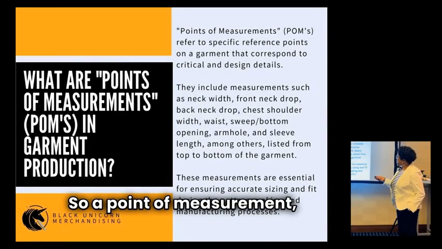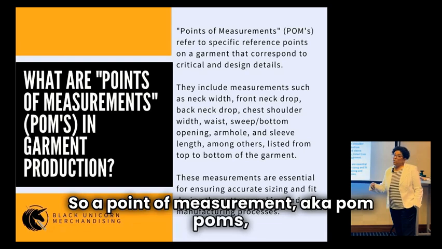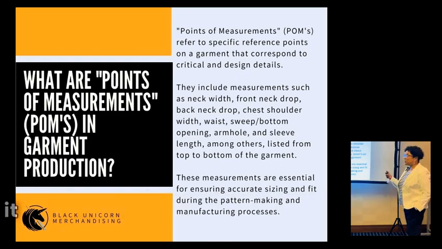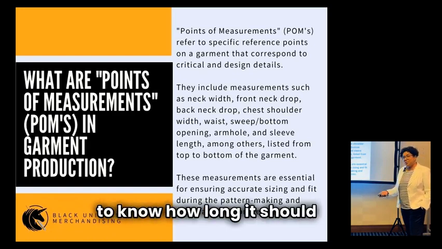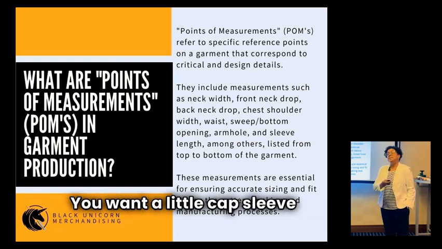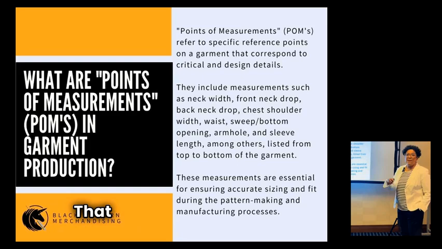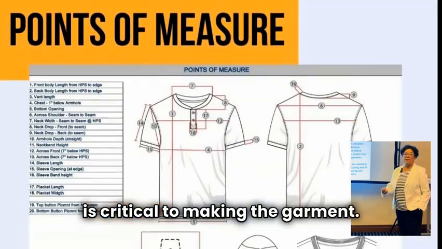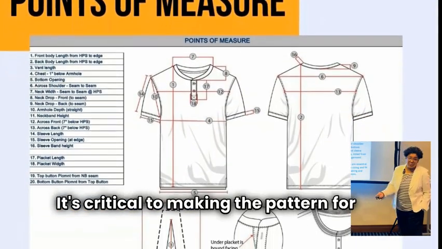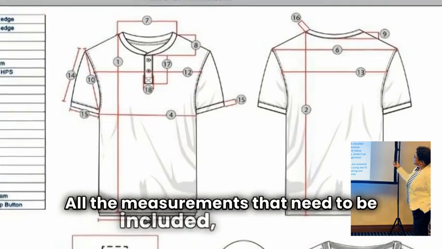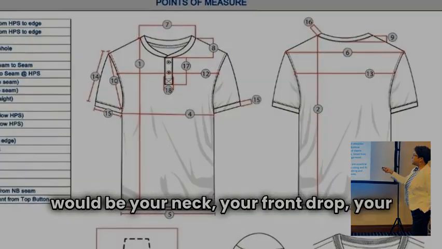So a point of measurement, aka POMs, is referenced to the garment and how it corresponds with different critical areas. When you make your garment, you want to know how long it should be, what's your chest measurement, what's your shoulder measurement, how long of a sleeve you want. Do you want a cap sleeve or a long sleeve? That would be considered a point of measurement, which is a reference point that is critical to making the garment. It's critical to making the pattern for the garment. All the measurements that need to be included, of course, would be your neck, your front drop, your back drop.